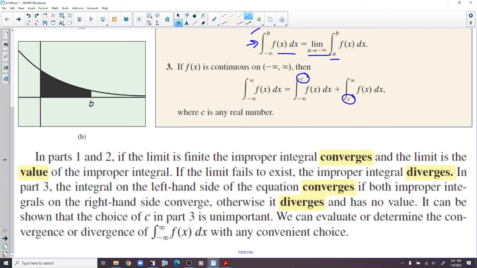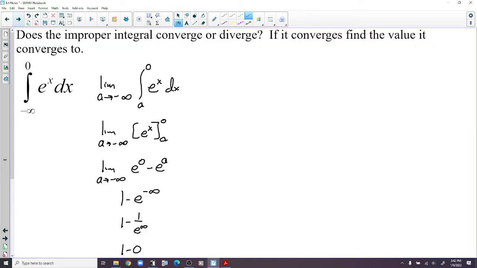Let's see what this says. In parts 1 and 2, if the limit is finite, the improper integral converges, and the limit is the value of the improper integral. So if our function decreases fast enough, we might have a value, and we say that the area converges to that value. If the limit fails to exist, the improper integral diverges. So if you end up with an answer of infinity, we say there isn't an area it's converging to, it's just shooting off to infinity.